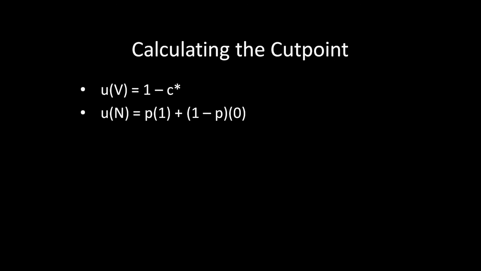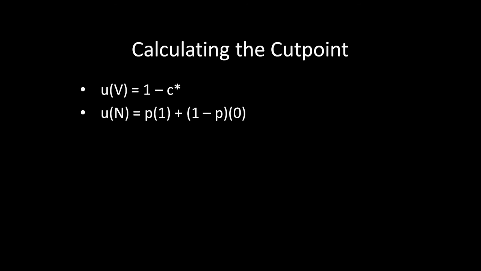The utility for volunteering is 1 minus C, and I'm going to go ahead and put C star here because we want to find the particular cut point that's going to make this all work out, and that's going to be C star. And the utility for not volunteering, well, that is going to depend on what the other person is doing. If the other person is volunteering with probability P, then we can write out the utility for not volunteering as P times 1 plus 1 minus P times 0.